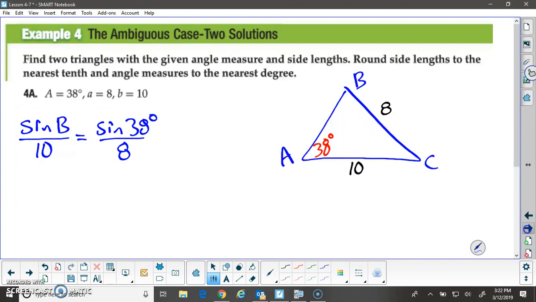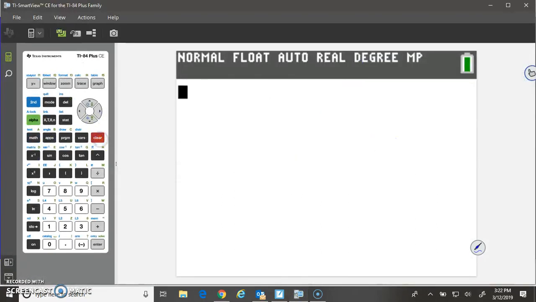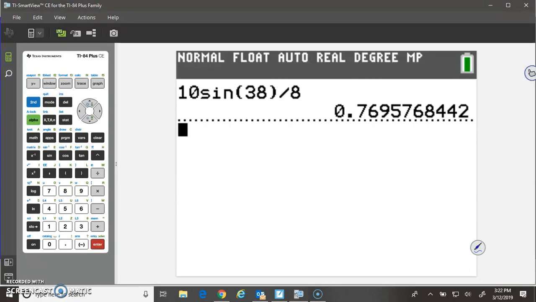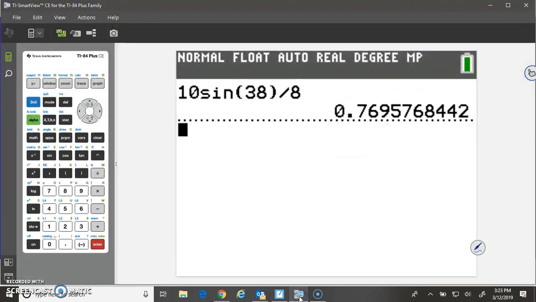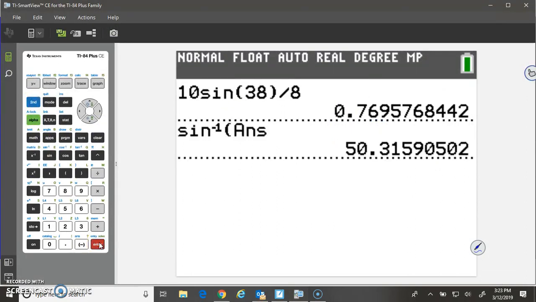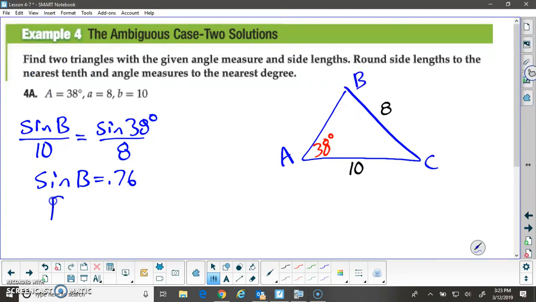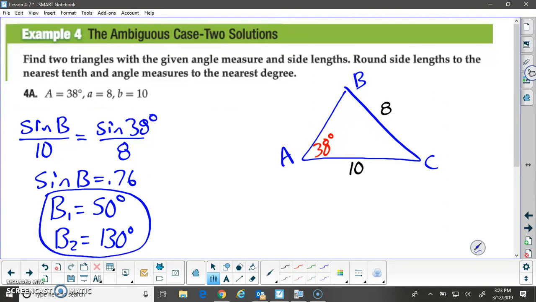Cross multiply and divide, we take 10 times the sine of 38, divided by 8. And we get 0.76. Then we have to do sine inverse of that 0.76. And that gives us 50.3. I'm going to round that down to 50 degrees. Which means that the second angle would be the supplement of 50 degrees. So there's your two possible measures for angle B.